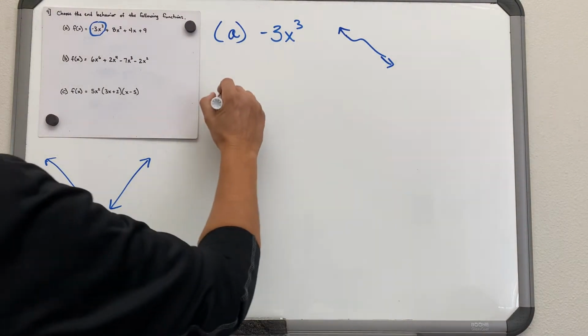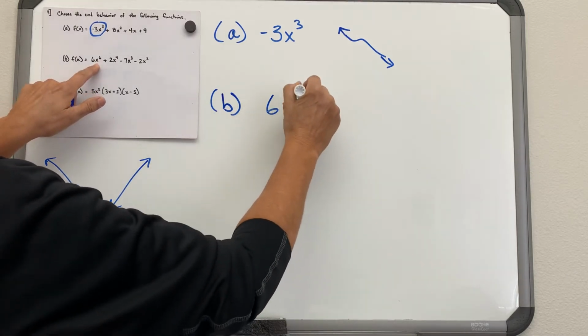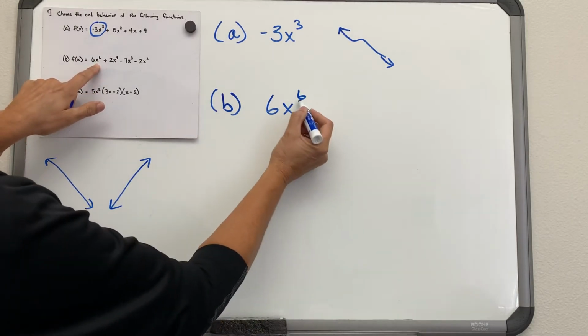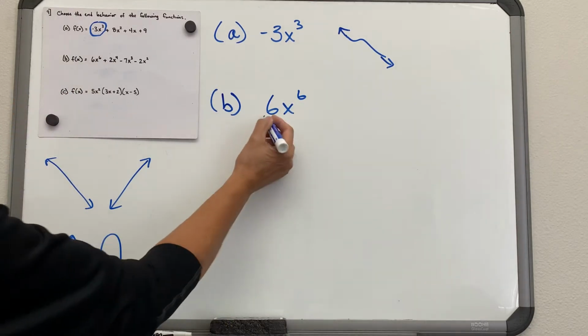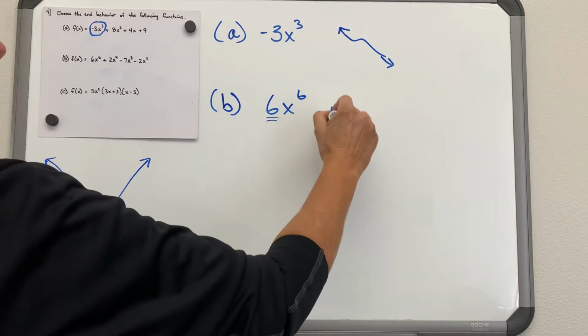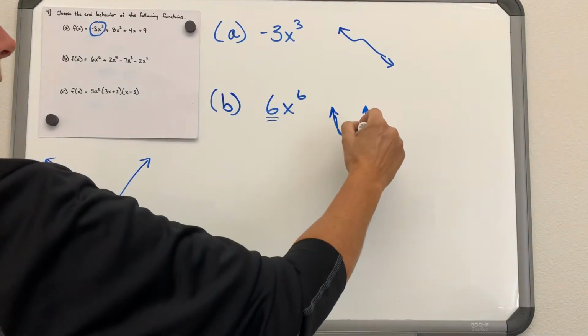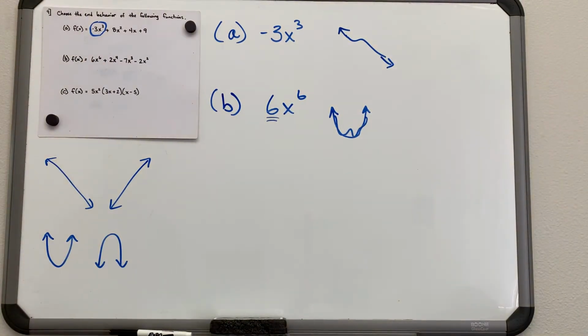All right, B, my leading term is 6x to the 6th power. So this is degree 6, which is even, so I'm going to have one of these two. The fact that this is positive means it's going to go up. So both of these are going to go up. It'll do something in the middle, but I don't really care. All I care about is what's happening on the two ends.